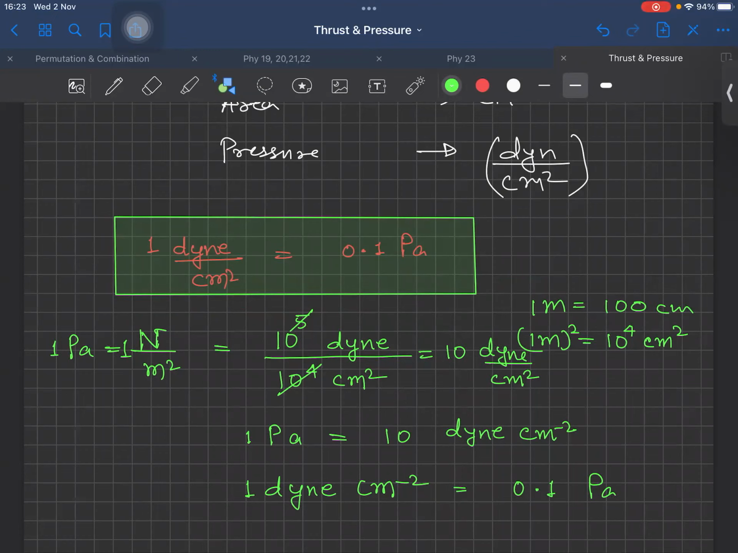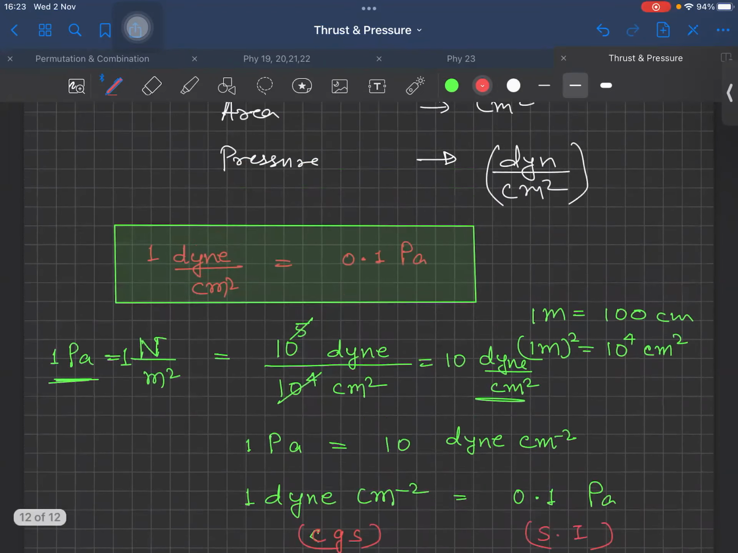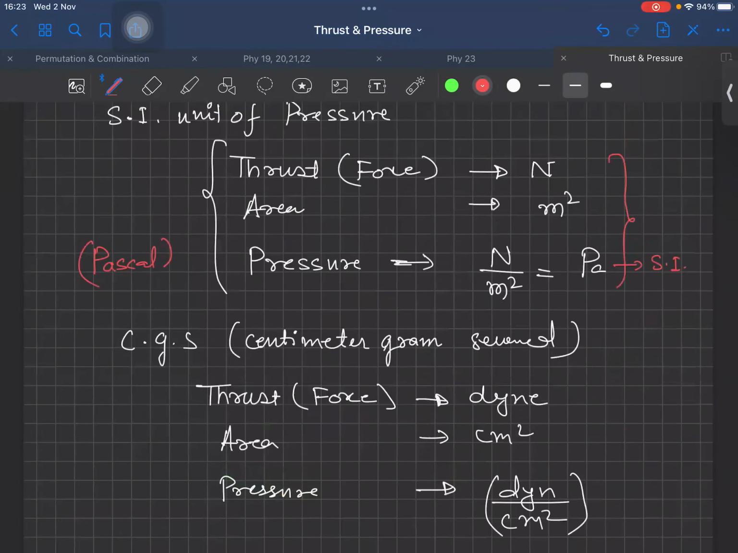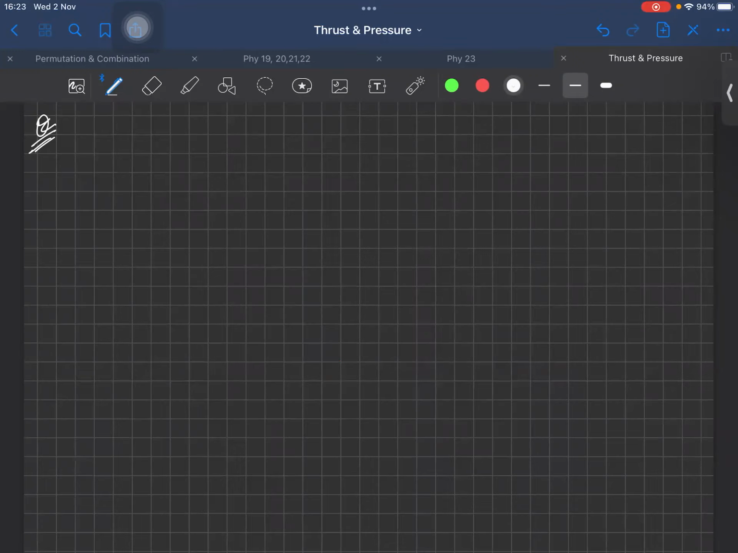Okay, that's how you convert 1 Pascal. So Pascal is your SI unit, and this is your CGS system. Okay, CGS unit, this is SI unit. That's how you do the conversion. Got it? Okay, yes, sir. Let's do one problem. Okay, let's do one problem. Okay, wait.